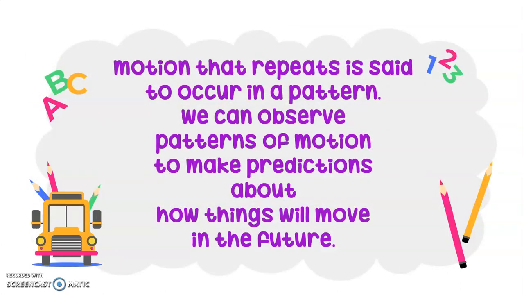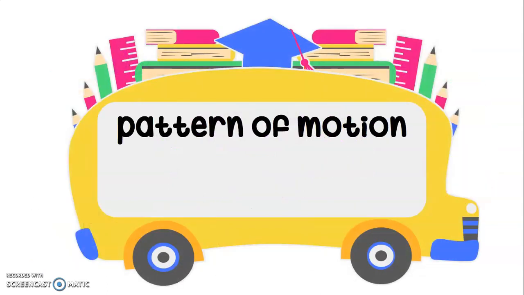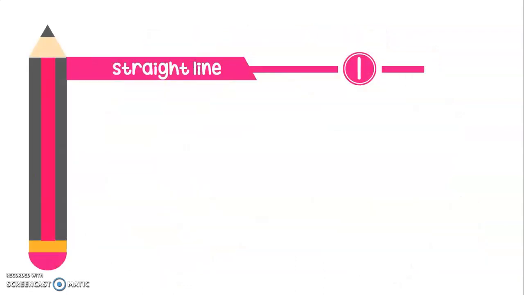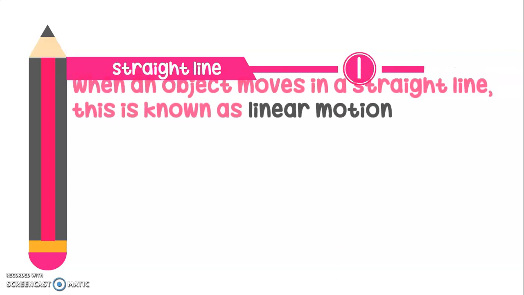Motion that repeats is said to occur in a pattern. We can observe patterns of motion to make predictions about how things will move in the future. Now, pattern of motion: the repeated process of an object moving. Let's see. First, straight line.